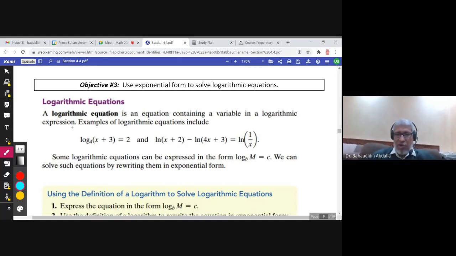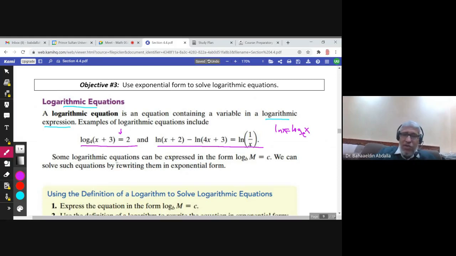And logarithmic equations are equations in which you see a logarithmic function containing a variable in a logarithmic expression. So you see a logarithmic expression in one of the sides. For example, this one. This is a logarithmic equation. Also, this is a logarithmic equation because, as we all know, ln is log to the base e. So ln x would be log x to the base e. So it's a logarithmic expression. So this is a logarithmic equation because there is an equality sign.